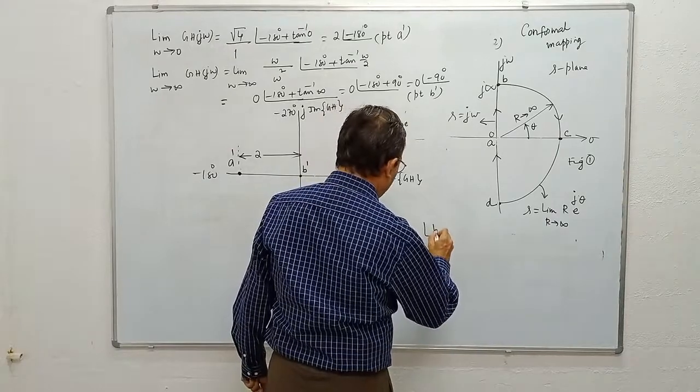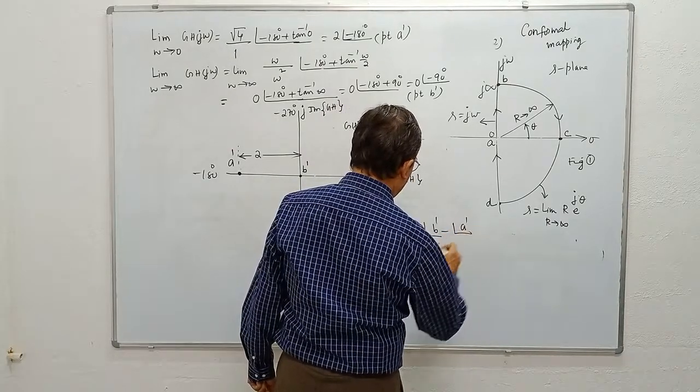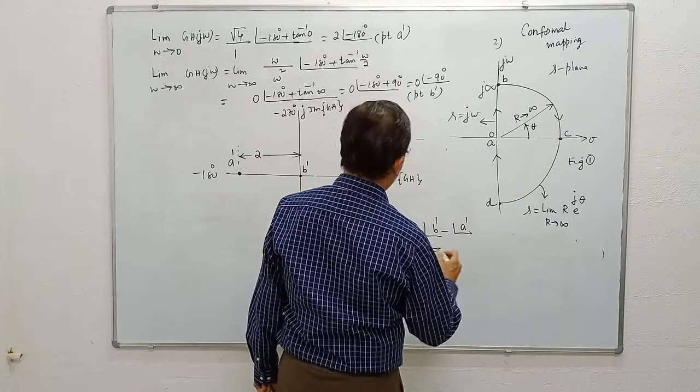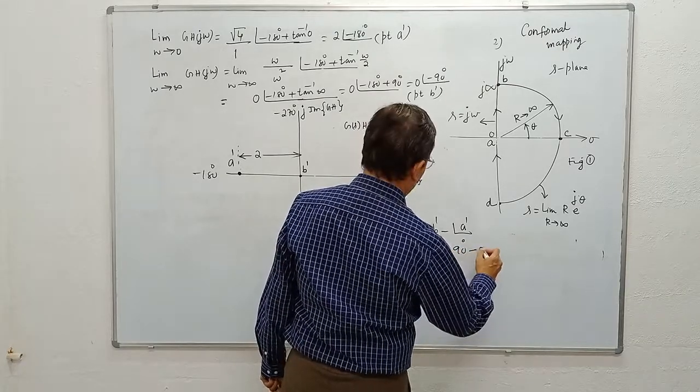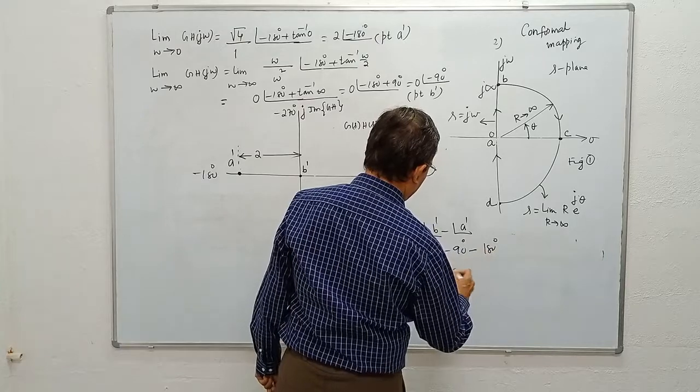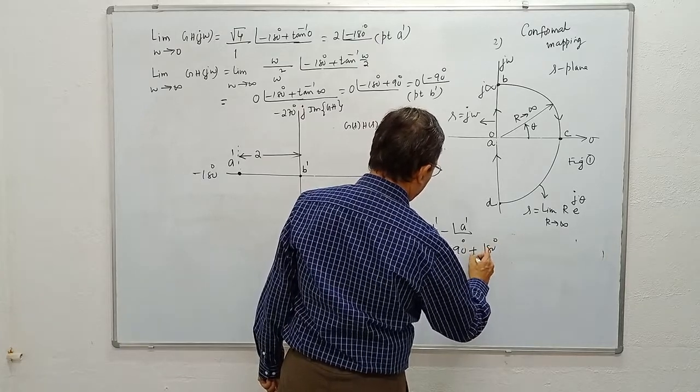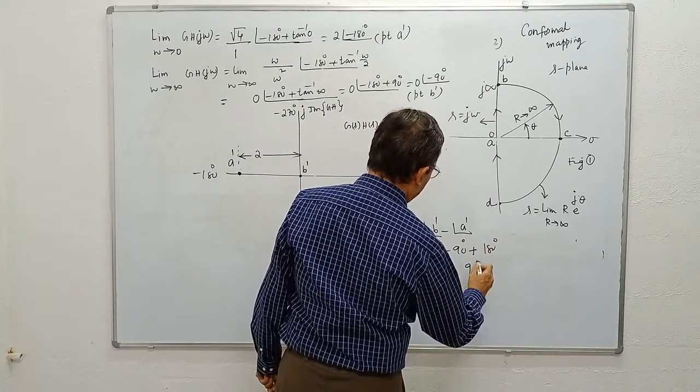Angle at B dash minus angle at A dash. Angle at B dash is minus 90 degrees. Angle at A dash is minus 180 degrees. So you get minus of minus, plus 180. So you get 90 degrees.